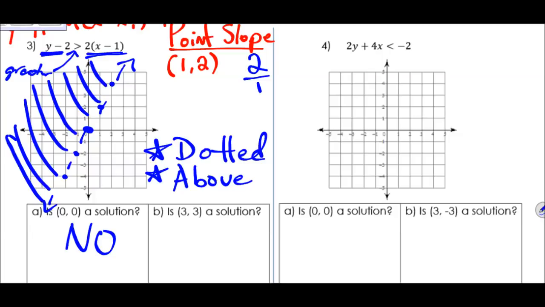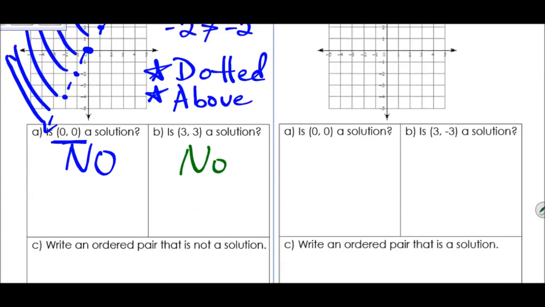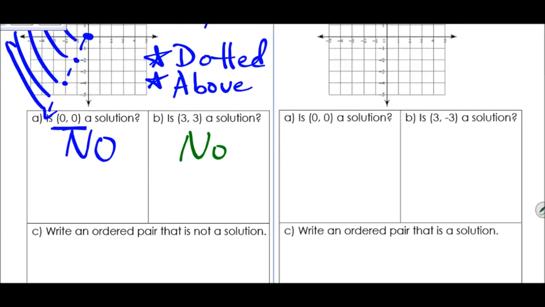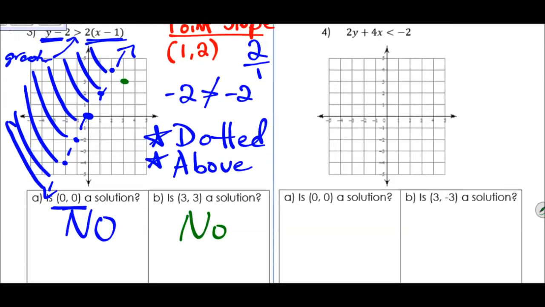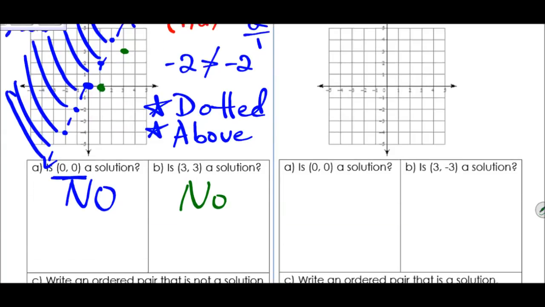But in this, we would get something like negative 2 is greater than negative 2, if we plugged in 0, 0. Then that's not true, so that's not a solution. 3, 3, we can clearly see 3, 3, that is not in the shaded area either, so no. And then we're looking for another ordered pair that is not a solution. Let's just go with 1, 0. That's outside of the shaded area.